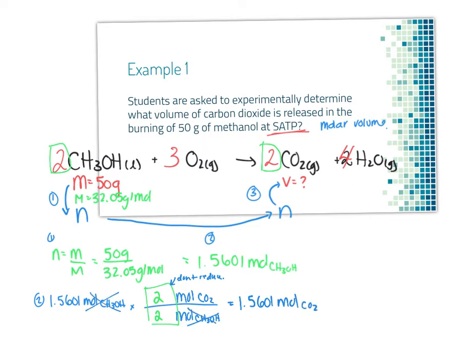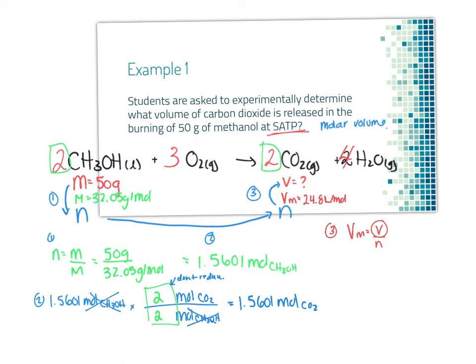All right, last step here. We're going to use the molar volume. So Vm is equal to V over n. And I'm going to solve for the volume in this case. The molar volume of a gas at SATP is 24.8 liters per mole.